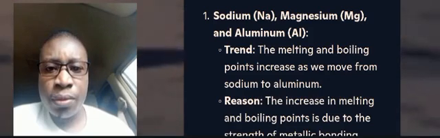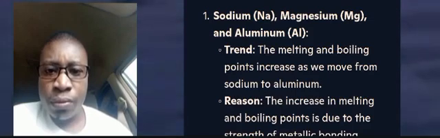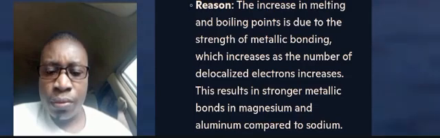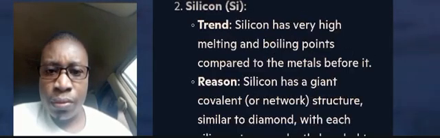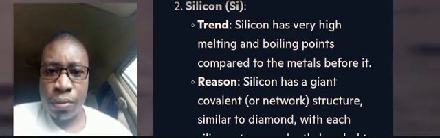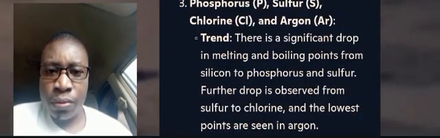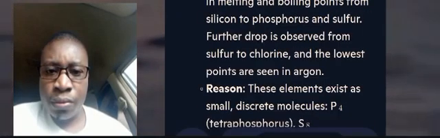All right. As you move across period 3 from sodium to argon, melting and boiling points generally increase up to silicon, then decrease from phosphorus to argon. Metals like sodium, magnesium, and aluminum have high melting and boiling points due to strong metallic bonding. Silicon, a metalloid, has the highest melting and boiling points in period 3 because of its giant covalent structure. Nonmetals like phosphorus, sulfur, chlorine, and argon have lower melting and boiling points due to weaker van der Waals forces. Got any specific questions about these elements?